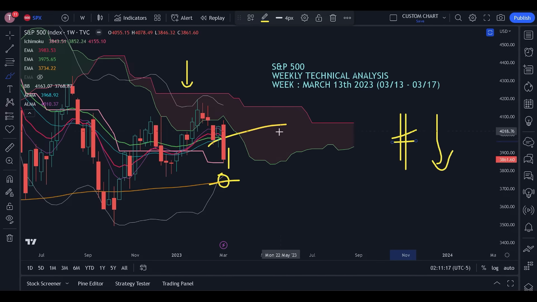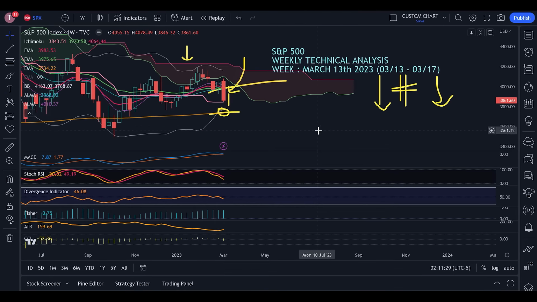Now comes the Ichimoku cloud. Because the S&P 500 has failed and has closed below the Ichimoku cloud, this means that the S&P 500 is bearish through the Ichimoku cloud. Now let's see what is happening through these other technicals.